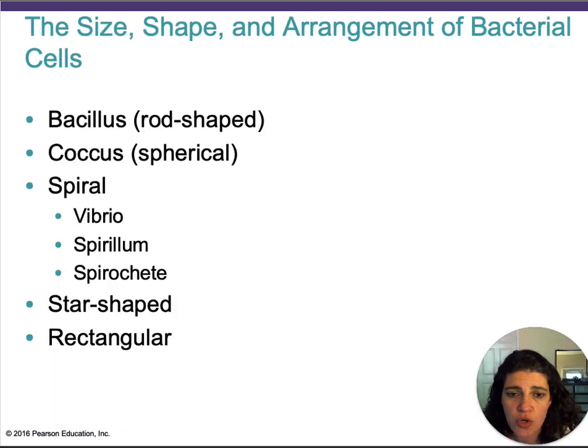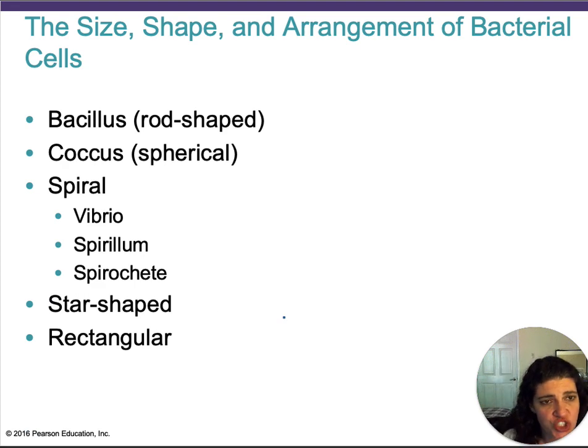So let's start talking about cell shape. Usually the average size of a bacterial cell is between 0.2 and 2 micrometers in diameter, okay, if they're round. If they're long, the length is between 2 and 8 micrometers. Some bacteria are pleomorphic. That means they can have different shapes within the same species. So they can be in one shape or a different shape.